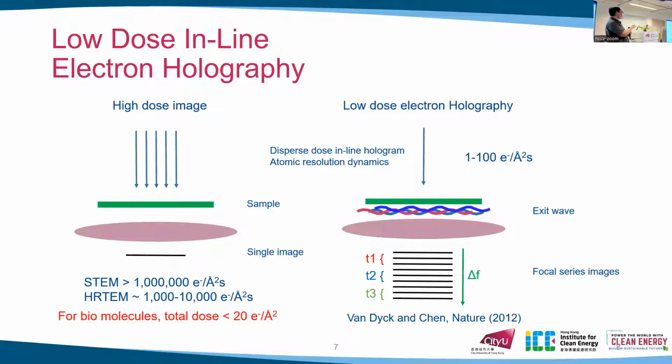So we will disperse the total dose into focal series images. For each image, the dose is lower compared with this one. Then we use a mathematical algorithm, and we can recover the exit wave from these focal series images. And if we obtain the exit wave at different periods, we can also obtain the dynamics, the structural change with time.